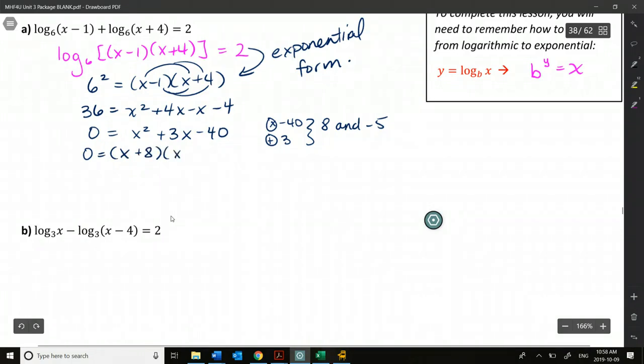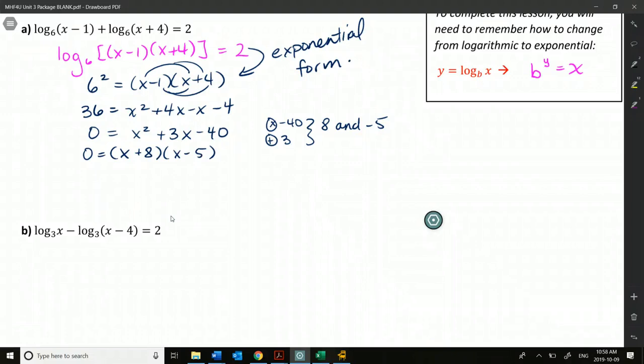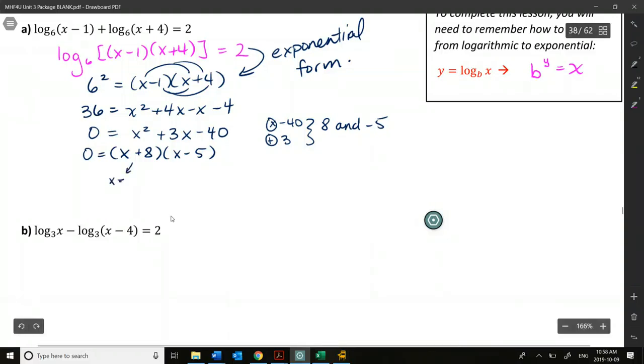Let's say by accident you don't find the two numbers that multiply to negative 40 and add to 3, but you don't find it in the quadratic equation. Will you still get the right answer? Yes, you will. Okay, so our x's are negative 8 and positive 5.